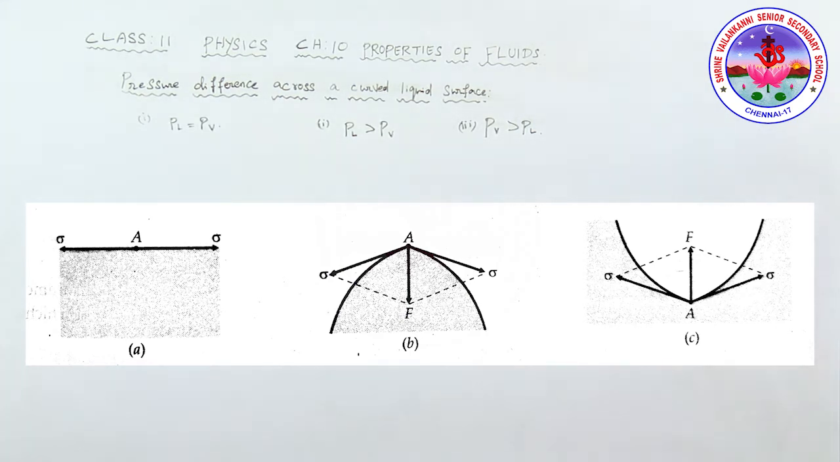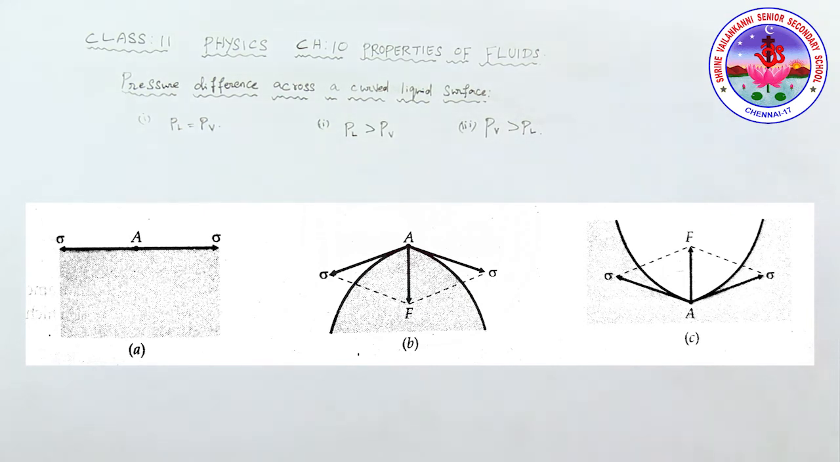First one, PL equals PV. That means if the surface is plane, the molecule A on the surface is attracted equally in all directions. So the resultant force due to surface tension is 0. So the pressure on both sides of the surface is the same. So PL equals PV in the first case.